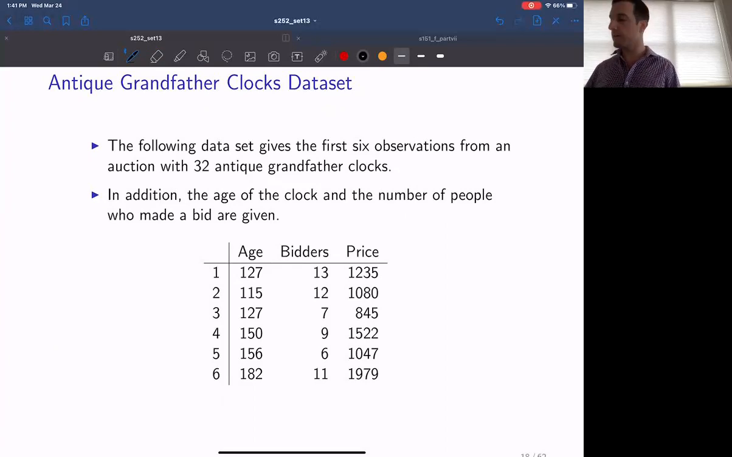And what we are interested in doing is linking age to the bidder and the price. So we're going to propose 2 regression models. One where we have age as a function of bidder and price directly, and one where we have age as a function of the bidder, the price, and the interaction between the bidder and the price.